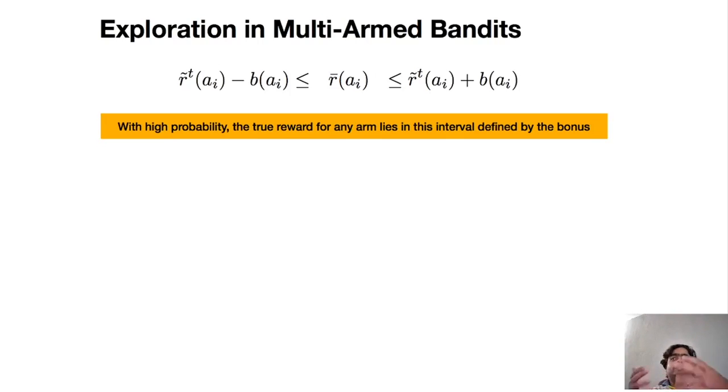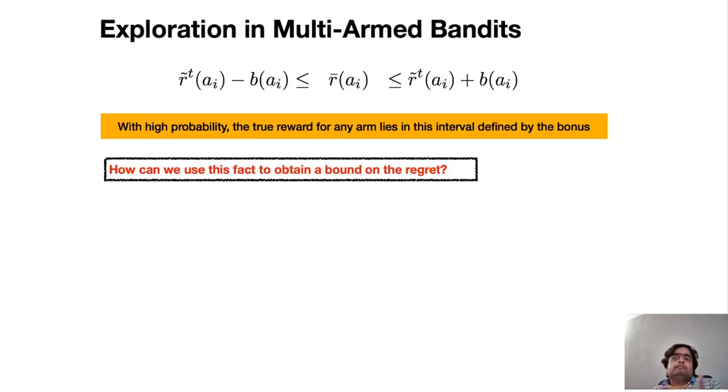So for any arm a_i in your system, you have these bonuses such that you can construct these lower bounds and upper bounds. And because these bounds are constructed with high probability, you cannot say this for certain, you can only say this with high enough probability. This is basically a lower confidence bound and an upper confidence bound. So confidence comes in because of the high probability bit.